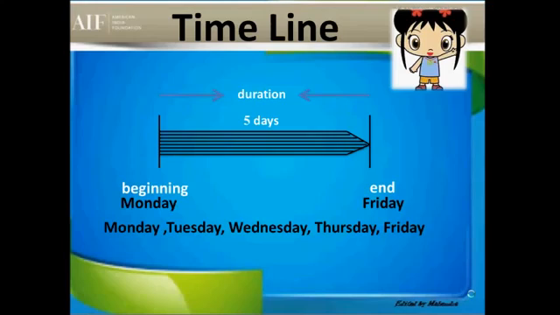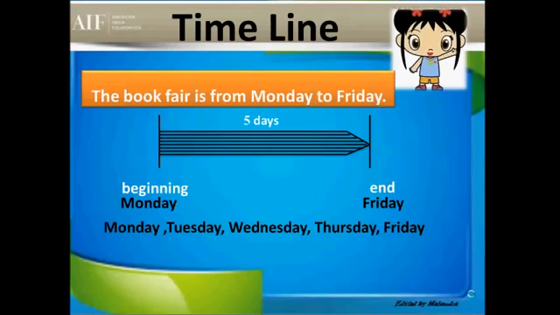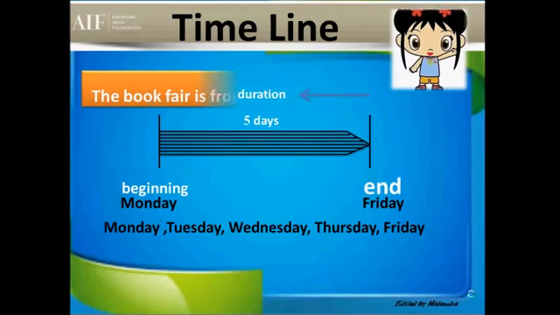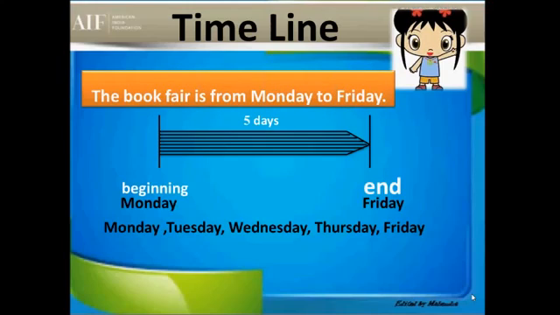We use from when we know both the beginning and the end of the time period. For example, the book fair was from Monday to Friday. Here is the beginning of the time period, that is Monday, and here is the end of the time period, that is Friday. We have both the information, the beginning and the end, and so we can easily say the book fair was from Monday to Friday.